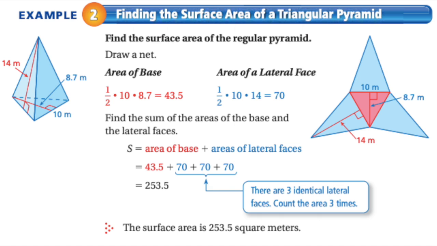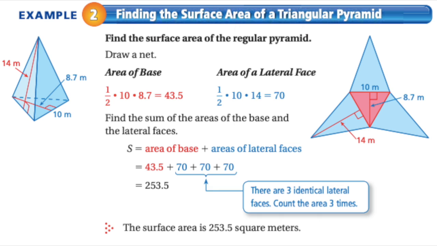And then again, we're going to have a base of 10 for each of those. So the math is done for you. 1/2 times 10 times 14 is equal to 70. However, remember, we have 3 of these faces, so we have to take 70 times 3, which gives you 210, and then add that to the area of the base, which was 43.5, giving you a grand total of 253.5 square meters.